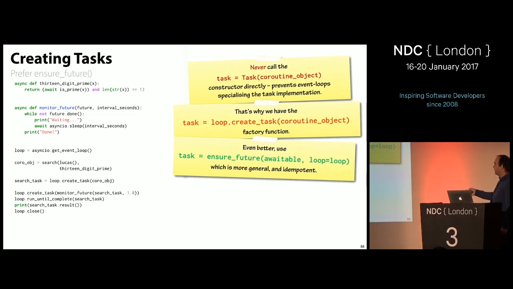And I find this name very confusing. It's more general. It doesn't just accept coroutine objects, it accepts any awaitable object, which is a new concept in Python. And you must pass the event loop to it. It's also idempotent, so you can pass the same thing to it several times, and it will only wrap it up once in a task. So this is the preferred way to create a task in Python, ensure future.